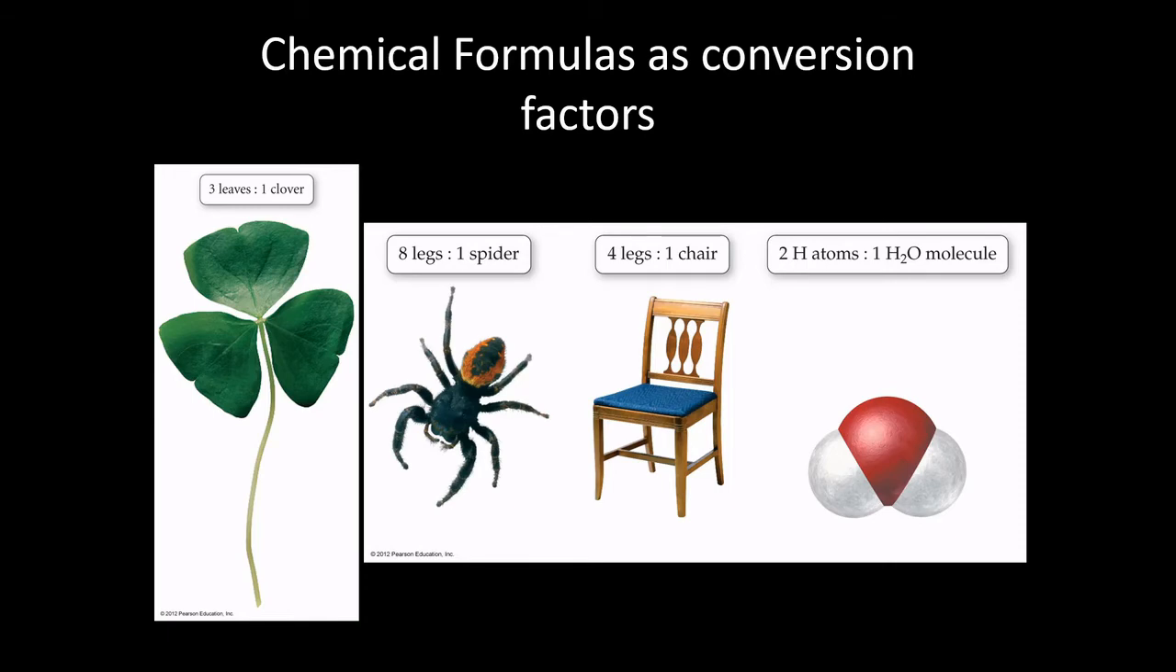Let's talk about chemical formulas as conversion factors. We're kind of used to doing things like this without even really thinking of them, but let's stop and think about this for a second. If we have an object, and the object is made up of parts, it's often useful to think about the ratios between parts for whatever it is that we're looking at.